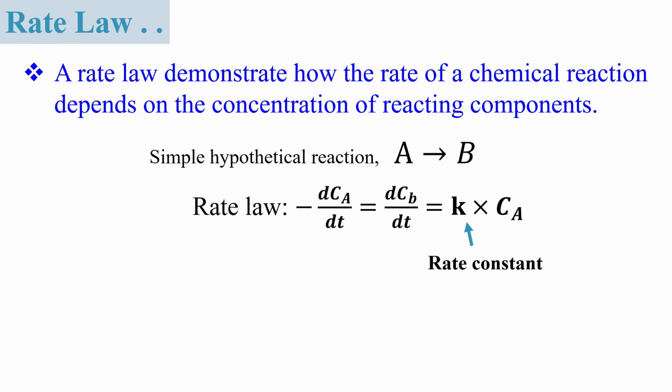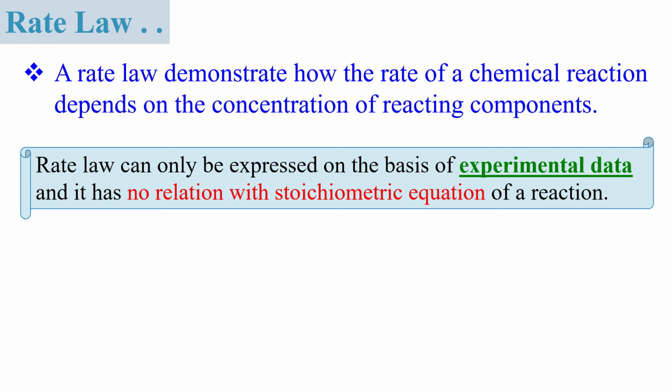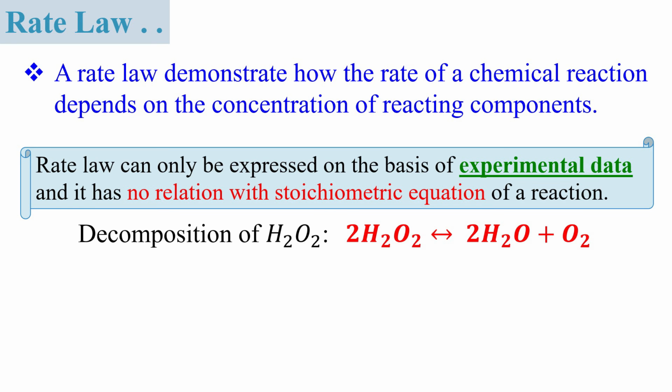So the rate constant can be defined as the rate of a reaction where the concentration of each reacting component is unity. Always remember that the rate law can only be expressed on the basis of experimental data and it has no relation with the stoichiometric equation of a reaction. Once again, repeating, listen carefully. Rate law is only expressed on the basis of experimental data and it has no relation with the stoichiometric equation of a reaction. The given example will clear the concept.